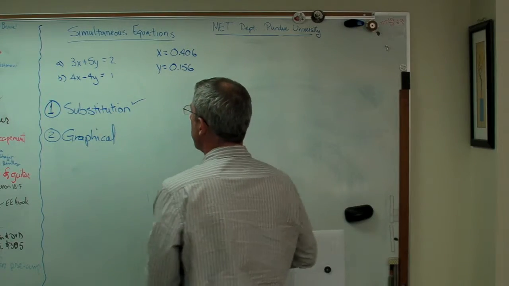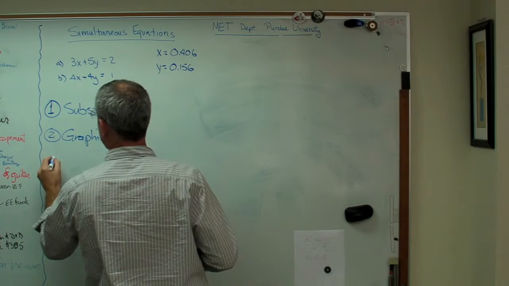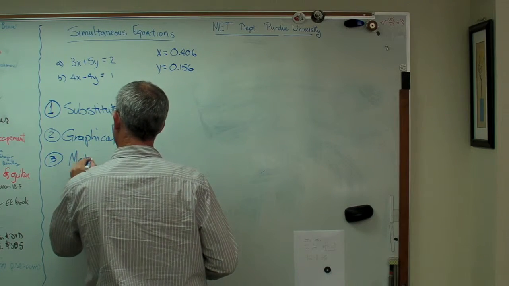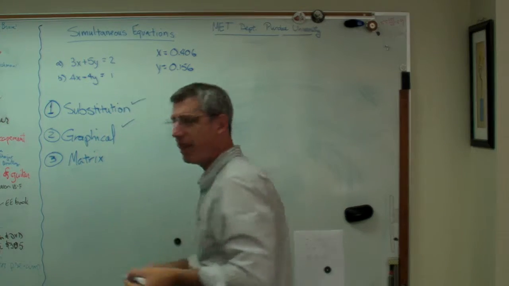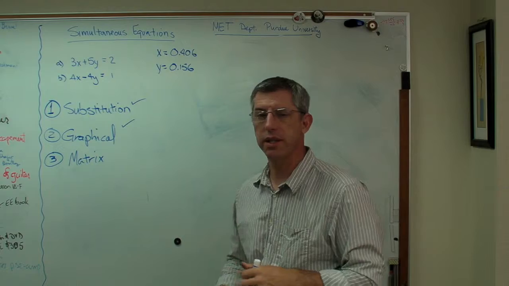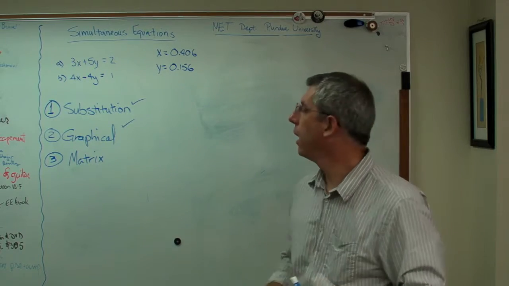Okay? So we got graphical. Let's do linear algebra. It's actually called matrix algebra, so we'll just write matrix here. Now, the matrix is just a block of numbers. This isn't Matrix the movie. I'm probably the last guy on earth who never saw the Matrix.